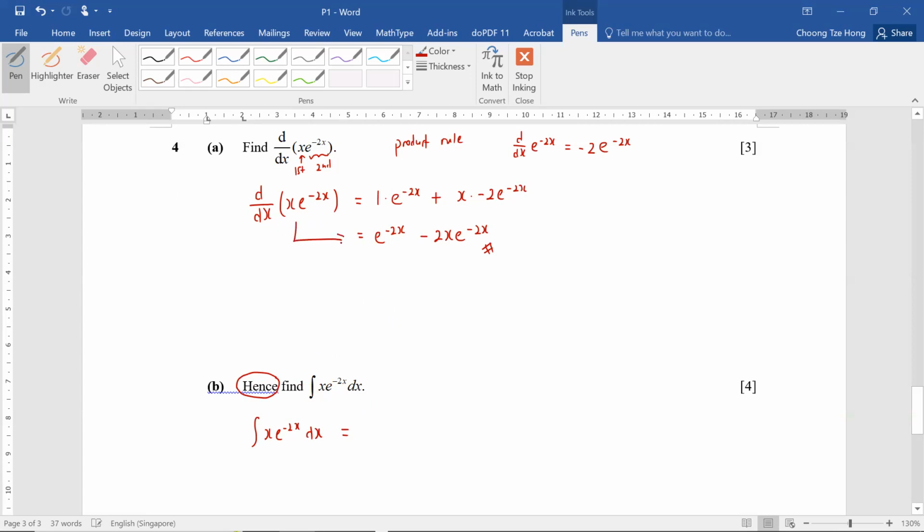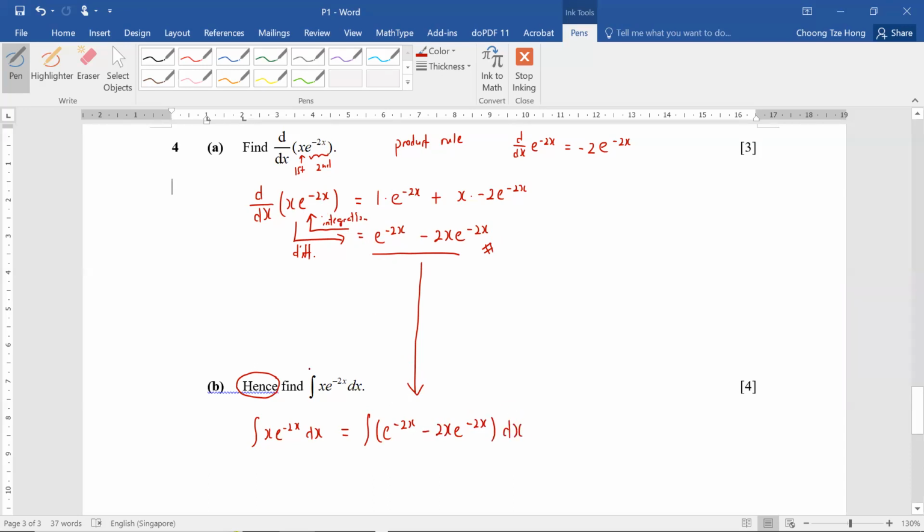If I differentiate x times e to the power of negative 2x, this is differentiation, and I will get this result. If I were to integrate this result, I will go backwards and get back the original term before I differentiated it. This is integration. This is how differentiation and integration work. As such, I will make use of this result. I will plug this whole thing inside here, so I will just write it over here.